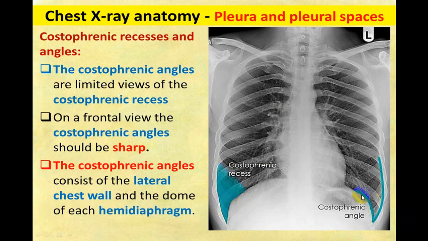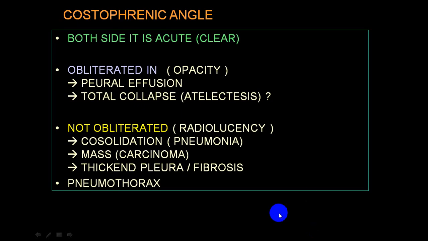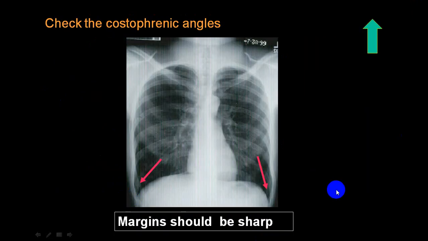Costophrenic angle, both are sharp and acute. So costophrenic angle will be obliterated in pleural effusion, very rarely in case of atelectasis, and particularly if it is a lower lobe, it will be obliterated. So it will be seen clearly if there is a consolidation, if there is a mass, good number of times in a thickened pleura, fibrosis, and in a case of a pneumothorax, sometimes you get a deep sulcus sign. So these are the costophrenic angles.